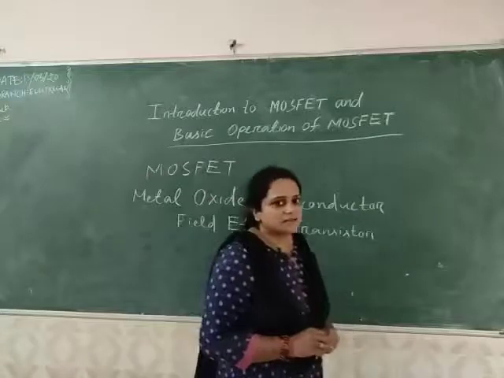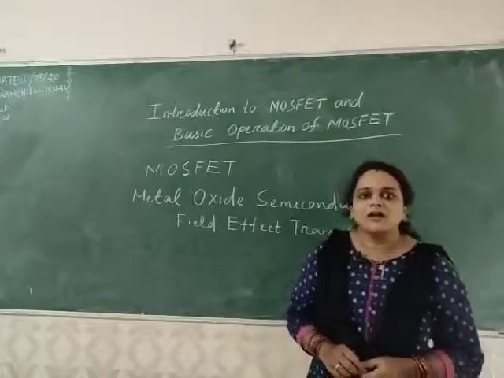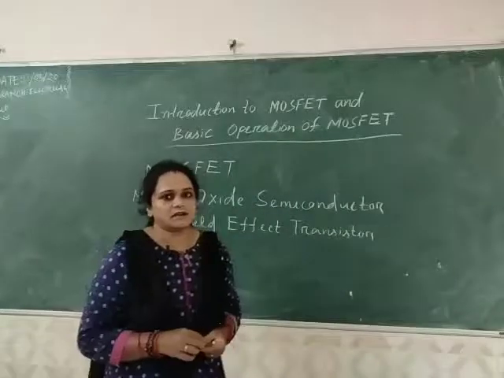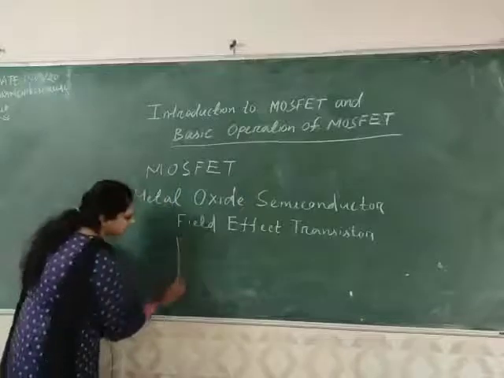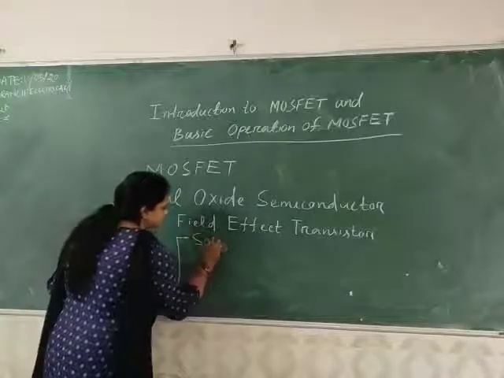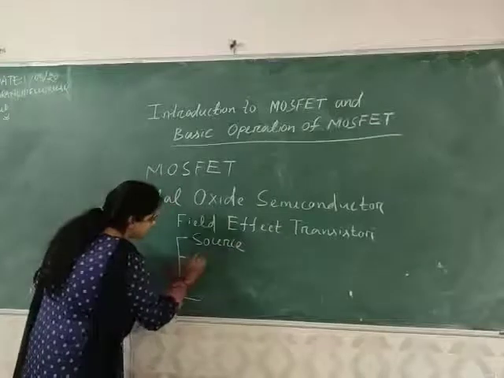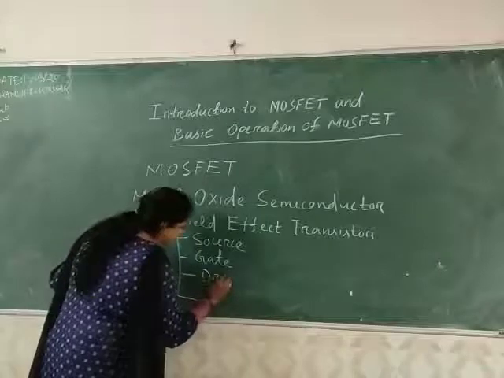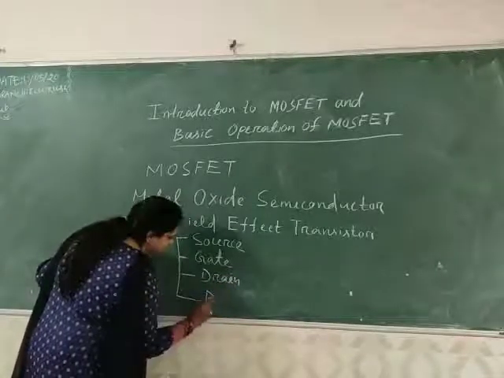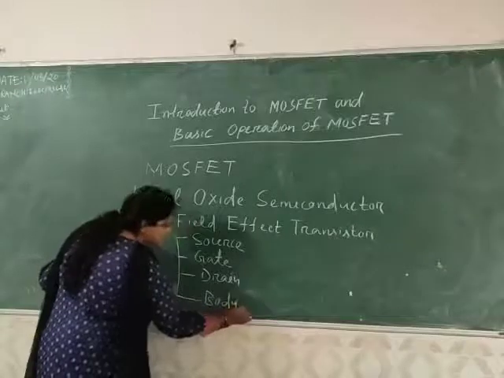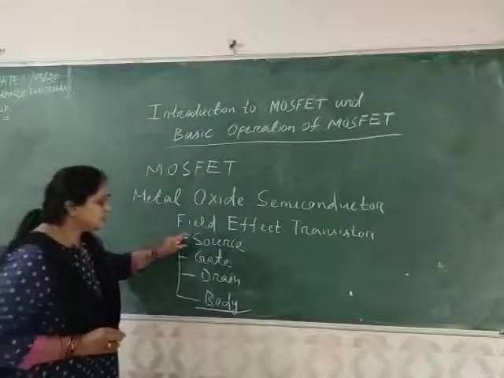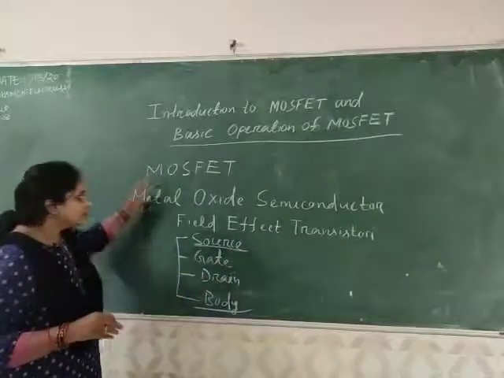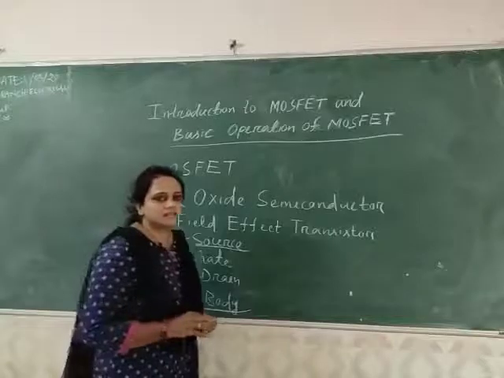MOSFET is a semiconductor device that is used for amplifying and switching signals in an electronic device. It has four terminals, that is source, gate, drain and body. This body terminal is frequently connected to the source terminal. So, MOSFET acts as a three-terminal device.